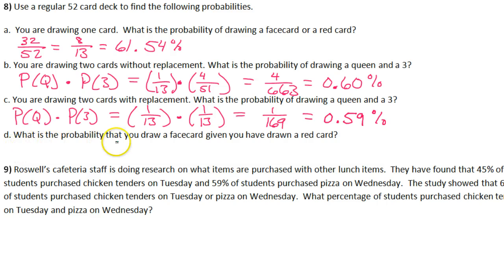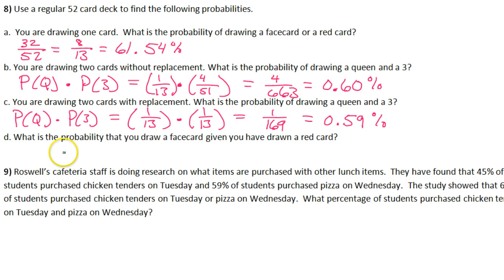Now what is the probability that you draw a face card given that you have drawn a red card? For this problem, they're only talking about 1 card. Notice that they didn't say you're drawing 2 cards like they did on the last 2 problems. So I would have felt better if the question had been worded, you're drawing 1 card, to make it super clear. But you're drawing 1 card, and they're just saying, what's the probability that it's going to be a face card given that it is a red card. That's all they're saying.